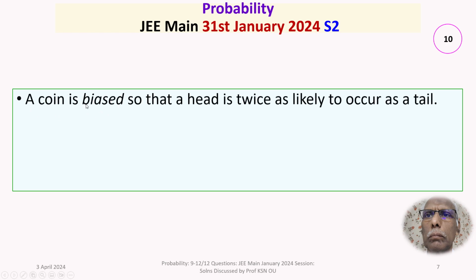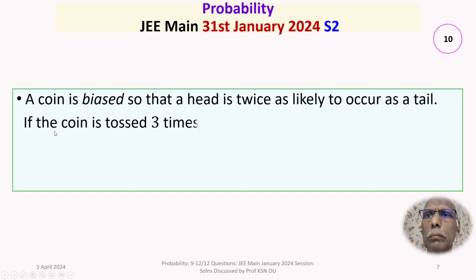It is not a fair coin, it is a biased coin. A coin is biased so that the head is twice as likely to occur as a tail. So the head is twice as likely to occur as a tail, because it is a biased one. If it is not biased, if it is a fair one, then the chances are equal, right?